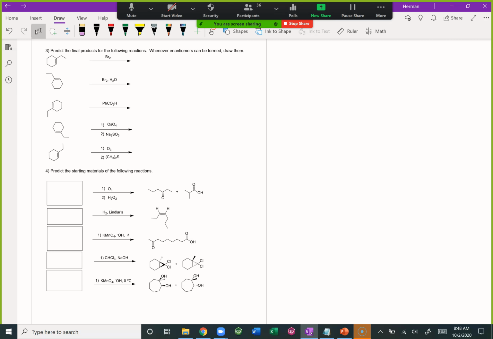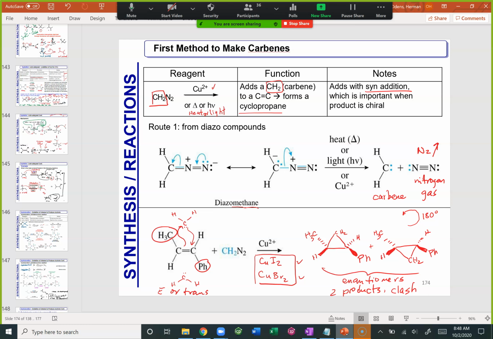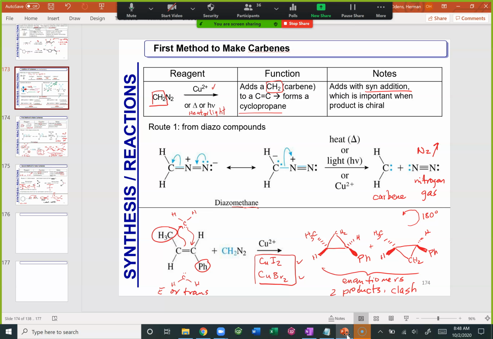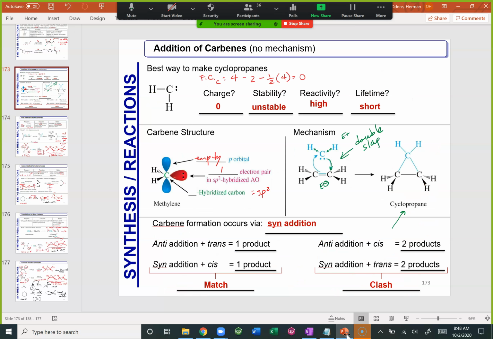So 9 reaction mechanisms. Some of them are really quick, like this one, the addition of carbenes. That's not bad. And by the way, these are not in the book because the textbook is kind of limited. But I'm not limited to the textbook. I want you to know as much as I can. So I bring up other sources on my slides, but I stick mostly with what's in the book.